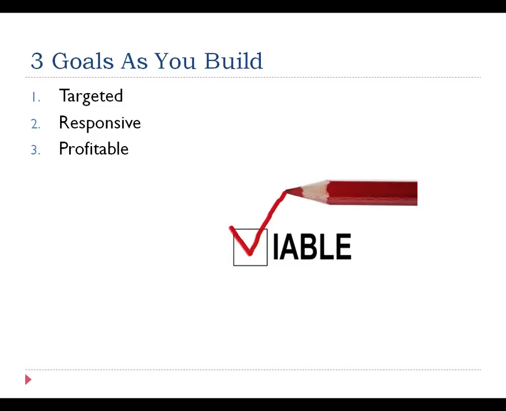So there are 3 things that you want to keep in mind as you build your list. You want to make sure it's targeted. The second thing is you want to make sure it's responsive. That means the people on the list are readily engaging with you and engaging with the content and the services and products that you provide. The third thing is you want to make sure that it is profitable. Without profits, you're not really in business. So these 3 goals need to be of key priority to you as you build your list.